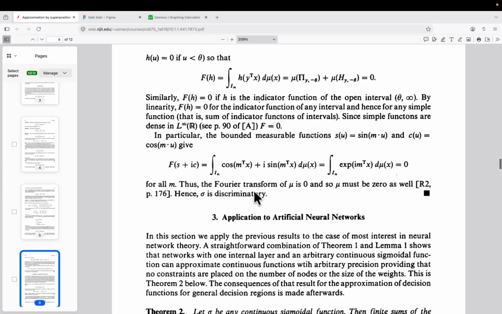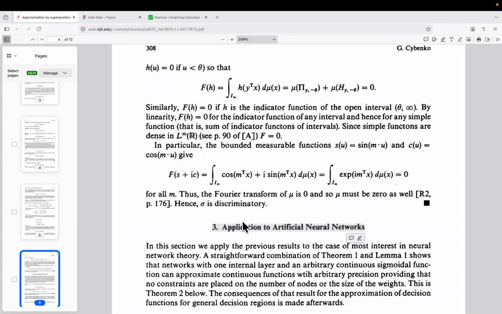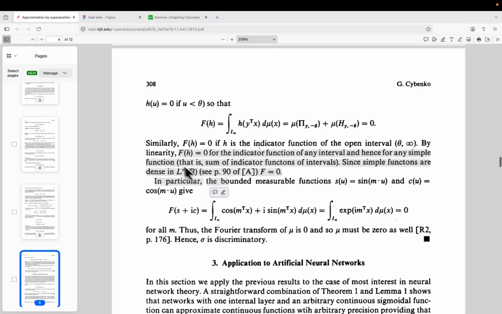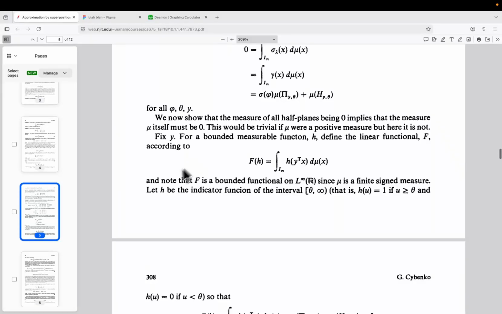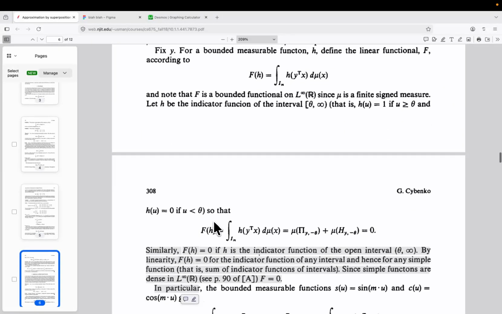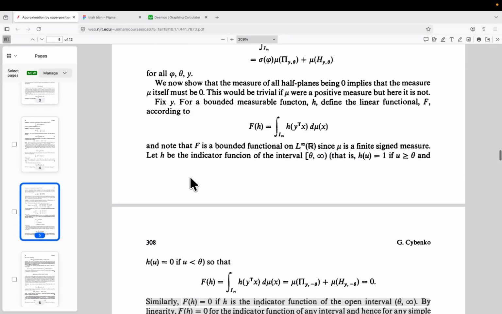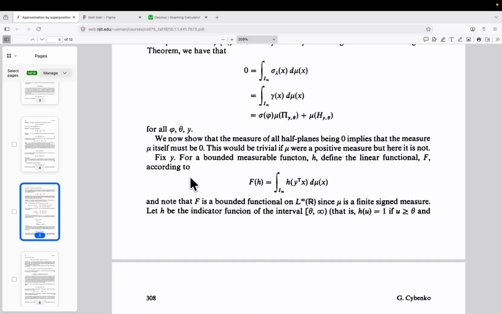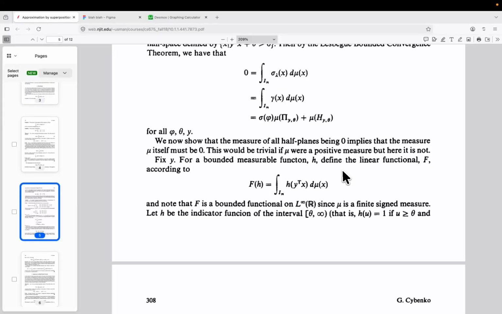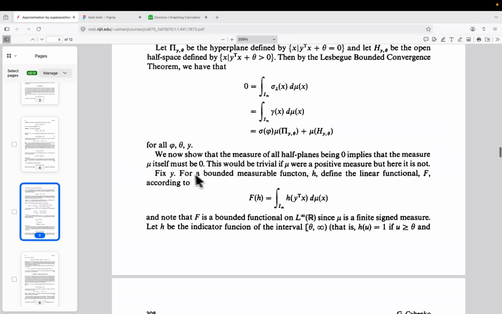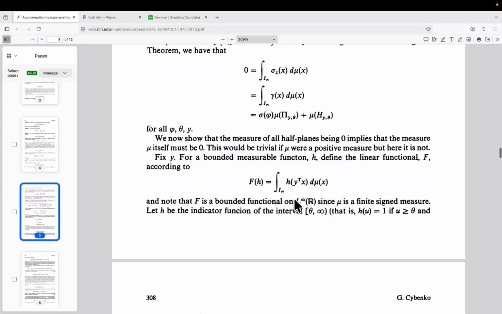I think we can move on. I think the only problem is in this passage. Actually, this one is understandable. One last time: we now show that the measure of half space planes being 0 implies that the measure is 0. Okay, I get that. Fix y; for a bounded measurable function h, define the linear functional f according to this. And note that f is a bounded functional. I don't know what a bounded functional is, since mu is a finite signed measure.